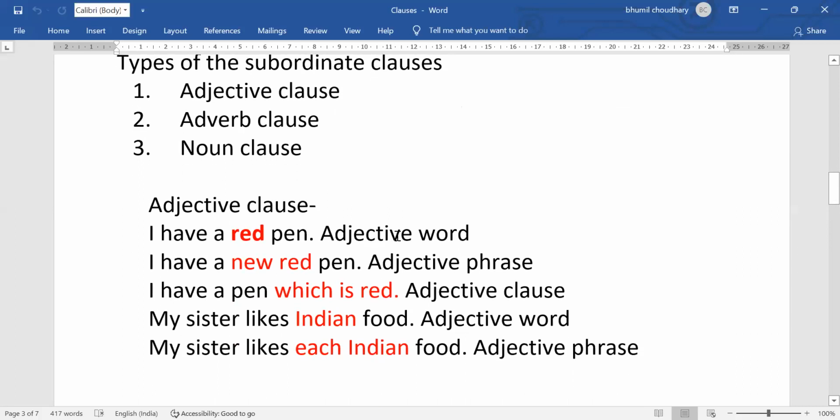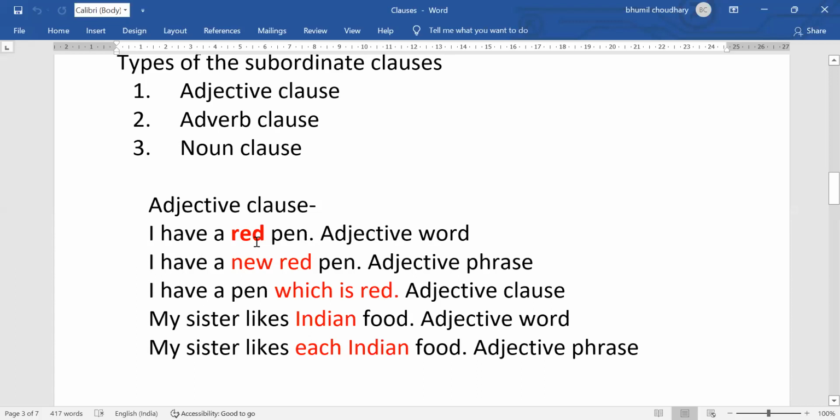with these examples. Suppose, dear students, I say, I have a red pen. So red is here an adjective word. Why is it an adjective? Because it is describing the pen, so we can say this is an adjective, right? And if I say, I have a new red pen, this part, new red pen, is an adjective phrase. Why? Because there is more than one word, right?